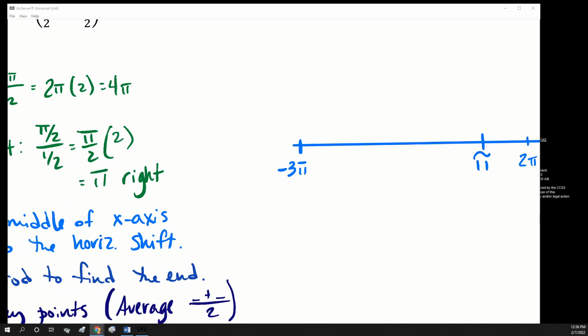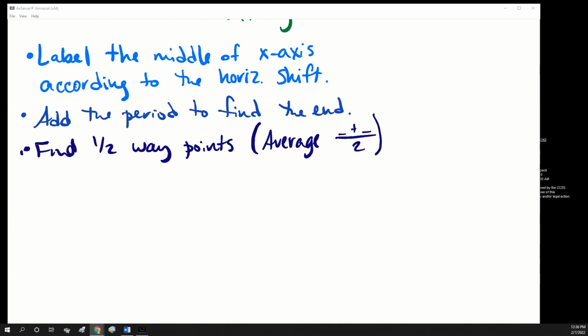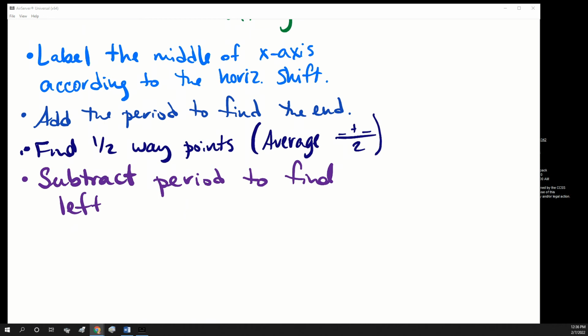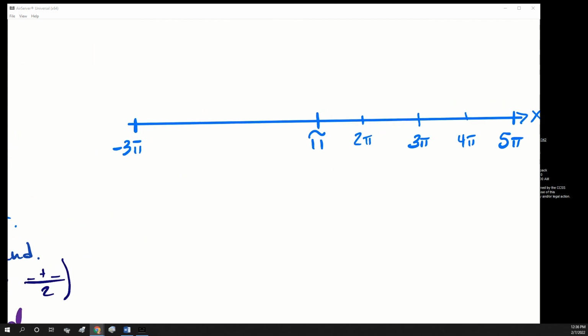All right, so let's see if I got room to write. Yes. All right, so subtract the period to find the left end. Right, and then it's just more halfway points. You probably can see the pattern, but if not, it's okay. So if we wanted to find halfway between negative 3 pi and pi, you're going to add them together and divide by 2. What's halfway between negative pi and pi? That's a 0.